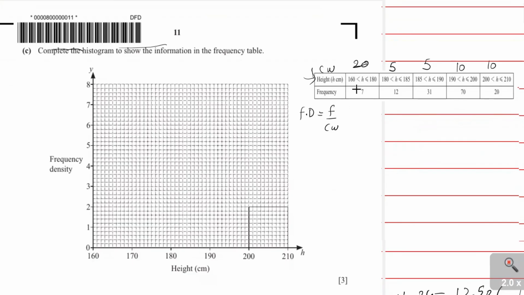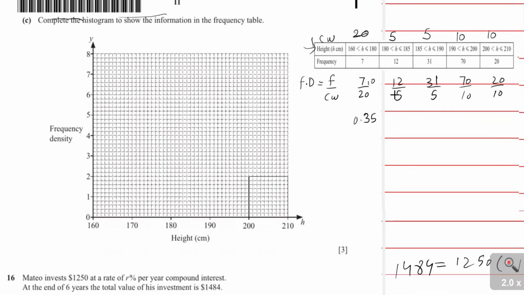And the frequency density of the first class interval will be 7 over 20. And next is 12 over 5, 31 over 5, and 70 over 10, and this is 20 over 10. This value is equal to 0.35, and 12 over 5, this value is equal to 2.4. 31 over 5, this is 6.2. 70 over 10 is 7, 20 over 10 is 2.